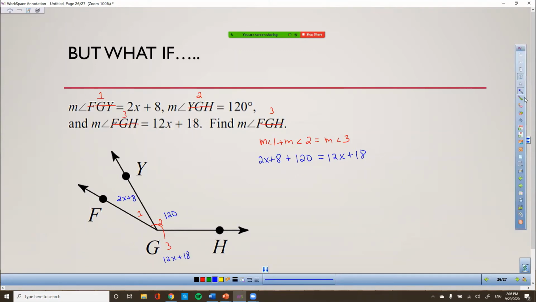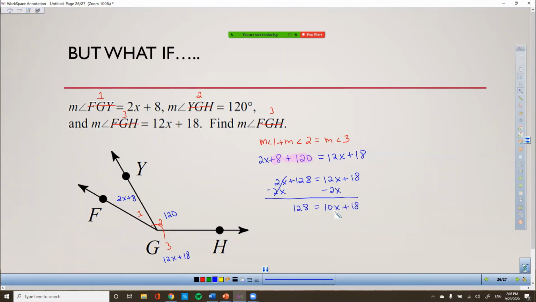So let's do that. First thing first, we have to put our numbers with numbers. I have positive 8 plus 120. That means that I'm left with 2x plus 128 equals 12x plus 18. After that, I have letters and numbers on both sides of the equation. So let's go ahead and start with the letters first. The best one to move is the 2x to the opposite side. So opposite side, minus 2x, minus 2x. This goes away, and I'm left with 128 equals 10x plus 18.